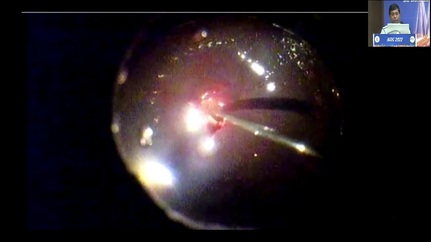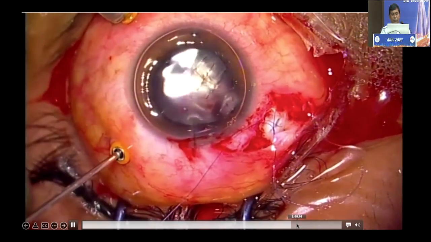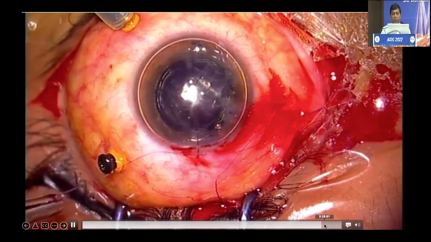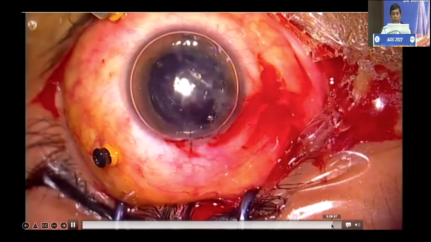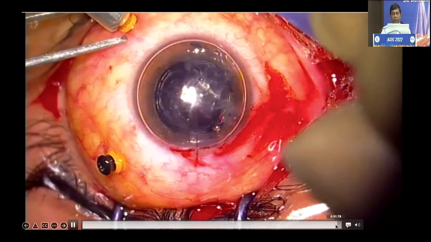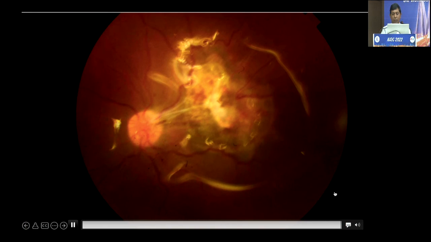A fluid air exchange is done. A very careful indentation of the peripheral retina is done to see if there are any retinal breaks. If required, laser has to be done here. And oil will be injected.